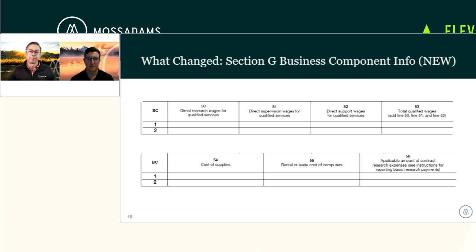Still, these columns here don't align perfectly with the Little Sandy Coal math. If you are familiar with that case, for example, contract research isn't broken down in the same way as wages, but a project with a lot of direct supervision or a lot of direct support expenses, realistically, that could raise red flags with the IRS.